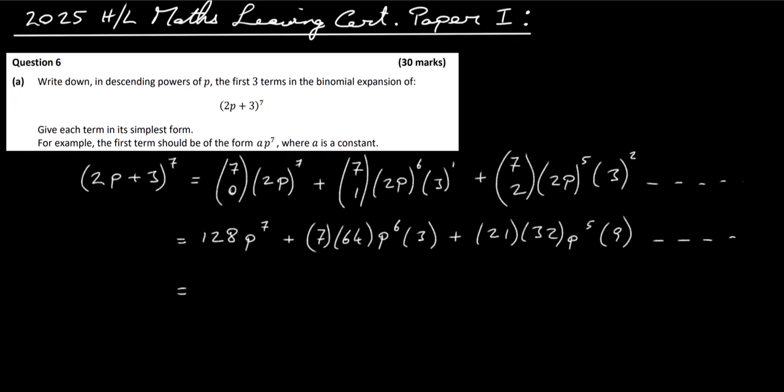So we just need to simplify all of that. First term is straightforward enough. It's just 128p to the power of 7. The second one, you got to multiply 7 by 64 by 3. That's 1344, and you've got p to the power of 6. Here you've got 21 times 32 times 9. That's 6048, and you've got your p to the power of 5 as well. And that goes on as well. So that's really it. That's the first three terms of that particular expansion.